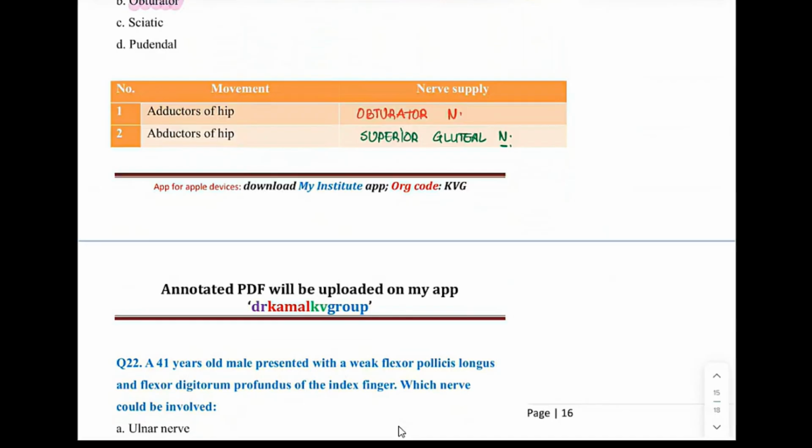Adductors, especially involving adductor longus, adductor magnus, adductor brevis, pectineus, gracilis. Okay, and the abductors, which is the gluteus medius and gluteus minimus, supplied by superior gluteal nerve.